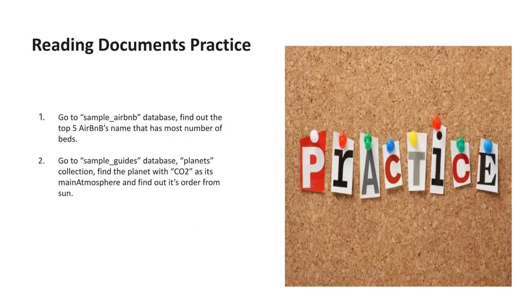Navigate to Sample Airbnb and use the Listing and Reviews collection. Your objective is to find out the top 5 Airbnb names that have the most number of beds. If you are up for some challenge, you may navigate to the Planets collection in the Sample Guides database and find out which planet or planets have CO2 as part of their main atmosphere. What are their orders from the Sun respectively? You may pause the video now and practice at your own time.